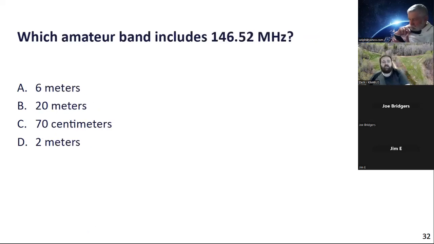All right, which amateur band includes 146.52 megahertz? Anyone? D. 2. Yeah, D, 2 meters. We mentioned earlier, the 2-meter band is from 144 to 148 megahertz. So 146.52 is in that range. So that's the 2-meter band.